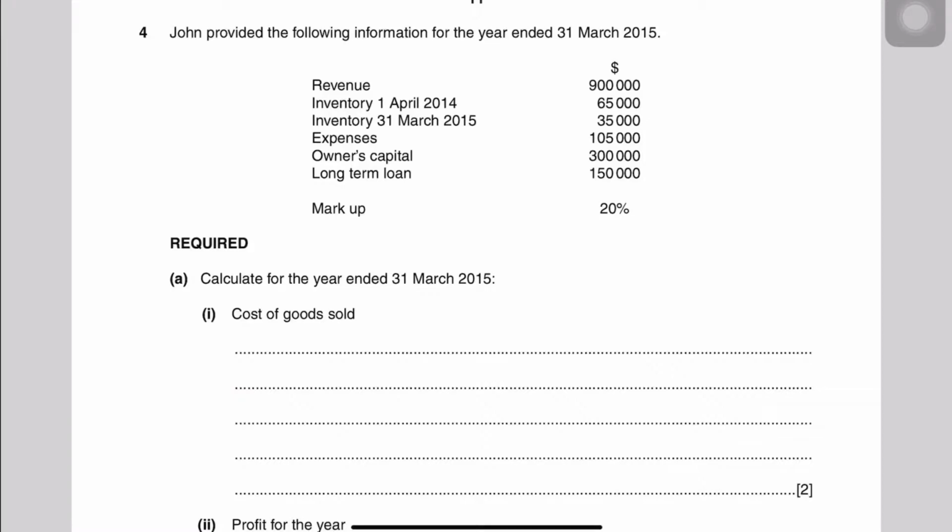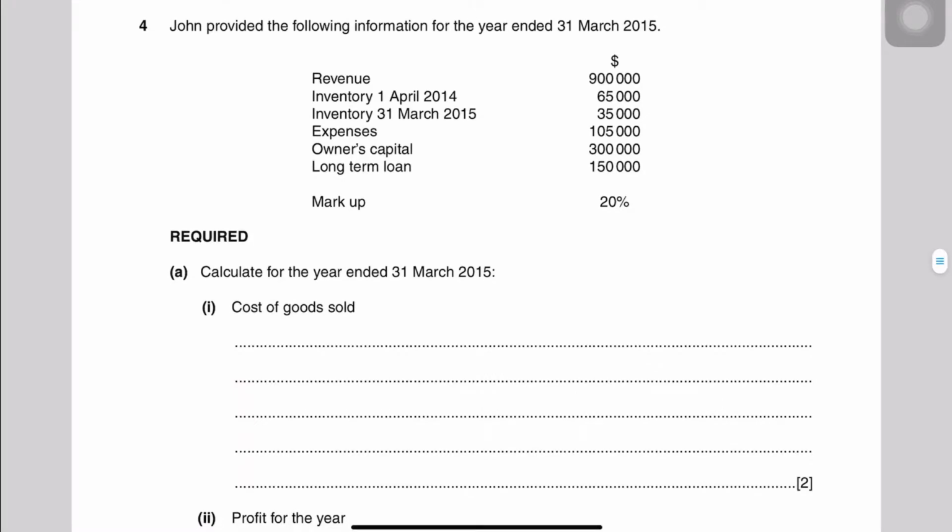So now let's see. First of all, in this question we have the markup that is given of 20%. Now markup is basically a gross profit percentage that is applied on the cost of goods sold. So the formula is gross profit divided by cost of sales into 100, right? So the markup is 20%. Now the thing is that we have to convert the markup into margin.